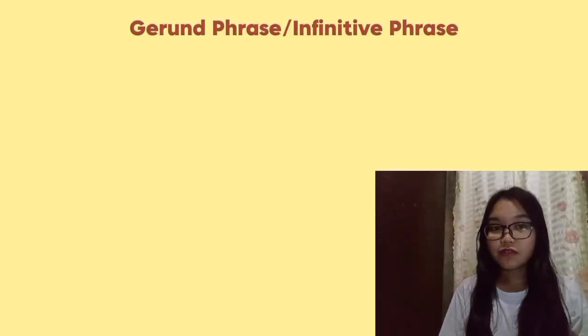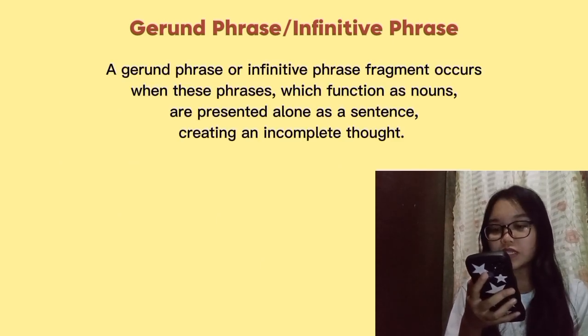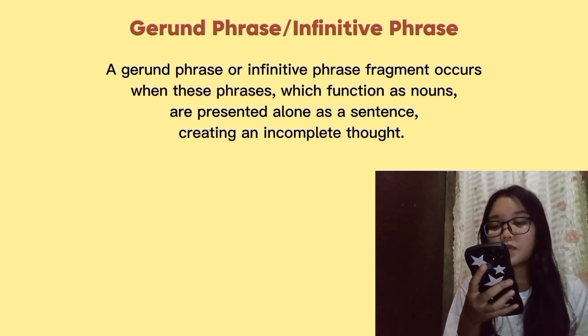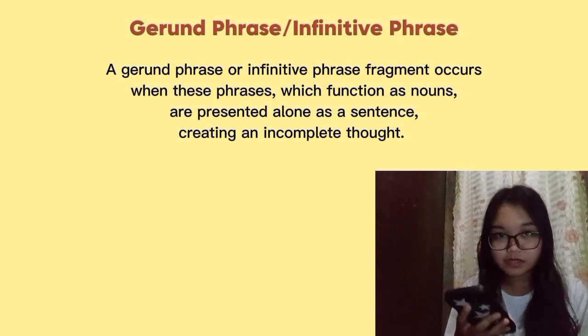Now, let's proceed to gerund phrase and infinitive phrase. A gerund phrase or infinitive phrase fragment occurs when these phrases, which function as nouns, are presented alone as a sentence, creating an incomplete thought. Here's a more detailed explanation.